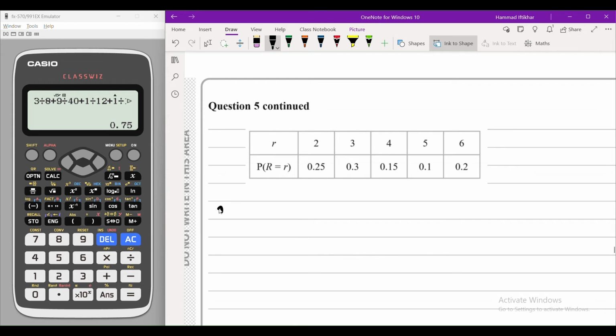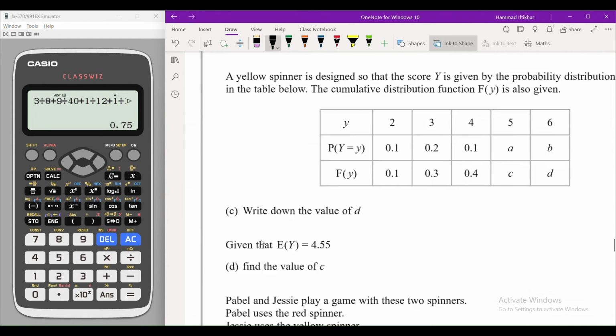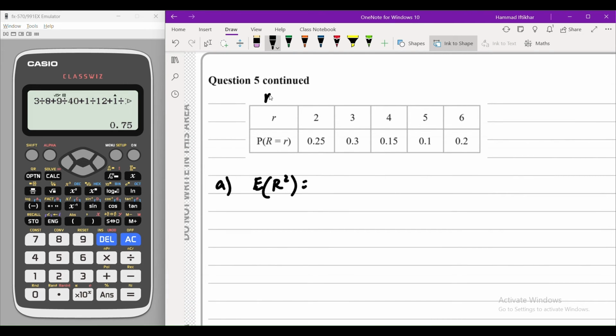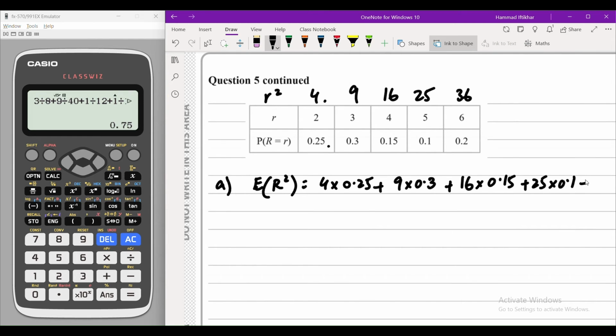So we need the E(R squared). So all these values squared: 4, 9, 16, 25, 36, and then times by their respective probabilities. 4 times by 0.25 plus 9 times by 0.3 plus 16 times by 0.15 plus 25 times by 0.1 plus 36 times by 0.2. So that is 15.8.